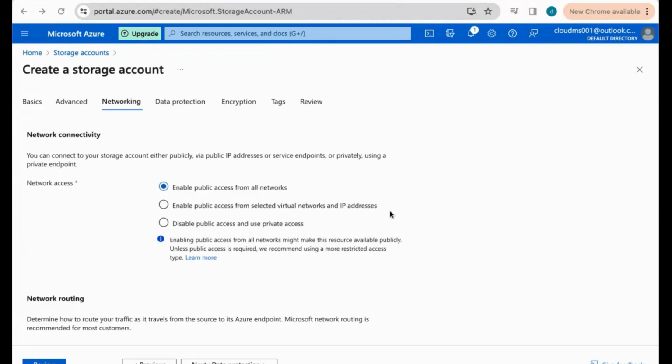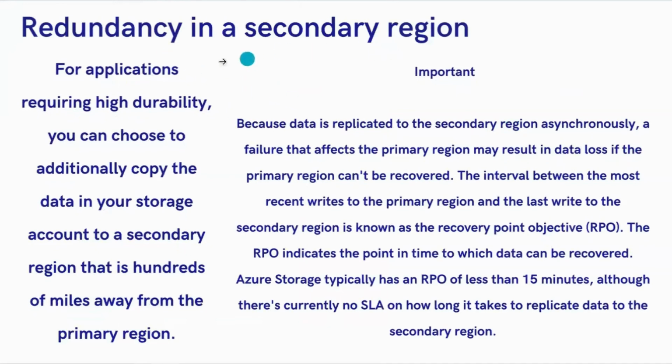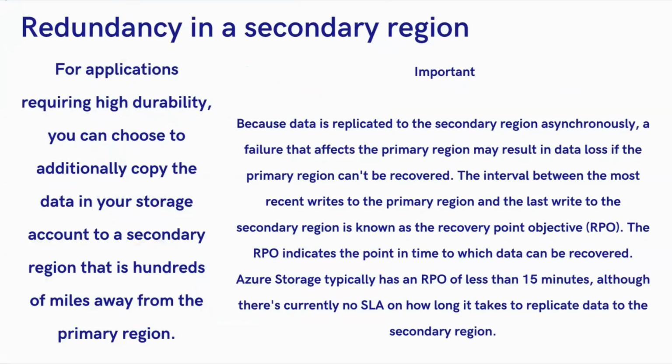Redundancy in the second region. Let me go to the next. What does it mean? This is very important, guys. For applications requiring high durability, you can choose to additionally copy the data in a storage account to a secondary region that is hundreds of miles away from the primary region. So if a mishap happens, you at least get readable access until the primary one comes back online.